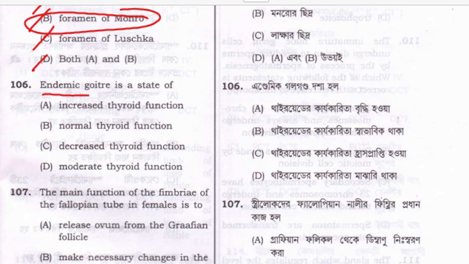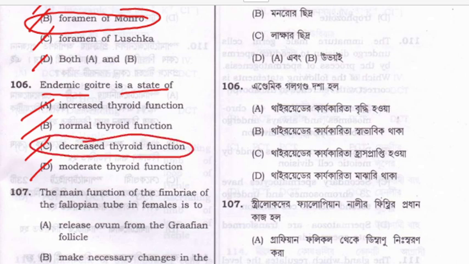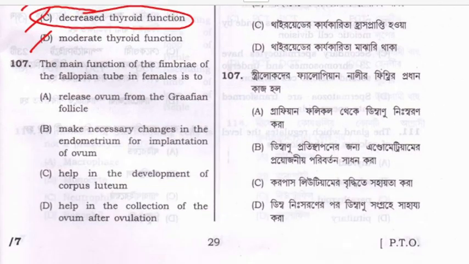Endemic goiter is a state of increased thyroid function, normal thyroid function, decreased thyroid function, or moderate thyroid function. So this is basically decreased thyroid function. When the thyroid gland does not function properly, that will lead to goiter.